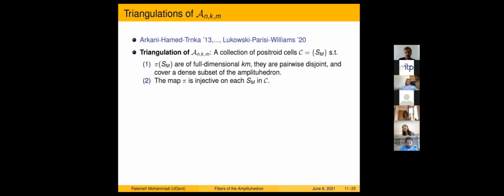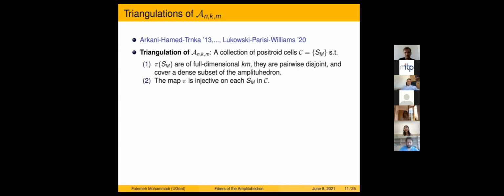Okay, so the definition is that you need to find a collection of positroid cells such that, looking at the images, first of all, the image is of the right dimension, so it has full dimension. And of course, if you want to triangulate or subdivide your space, you want the images of these cells to be pairwise disjoint and cover a dense subset of your amplituhedron. And also, we want the map to be injective on every positroid cell.